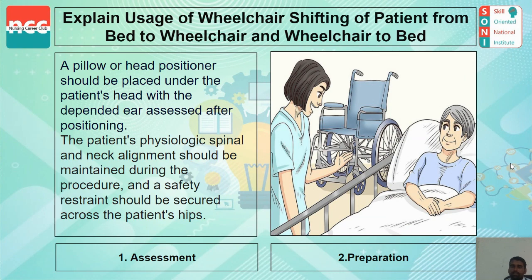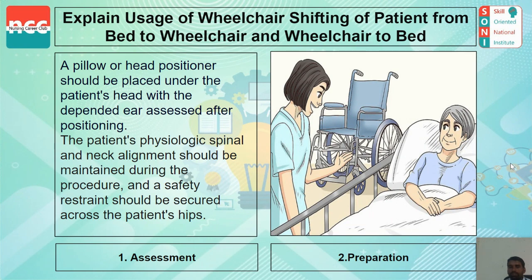Now we can say that an assessment can be called a test. A pillow or head positioner should be placed under the patient's head with the dependent ear assessed after positioning. While a HHA is helping a patient in positioning, the HHA should apply a pillow under the head of the patient and at a proper angle. So the patient should be comfortable on the beddings and his ears should be comfortable after positioning.